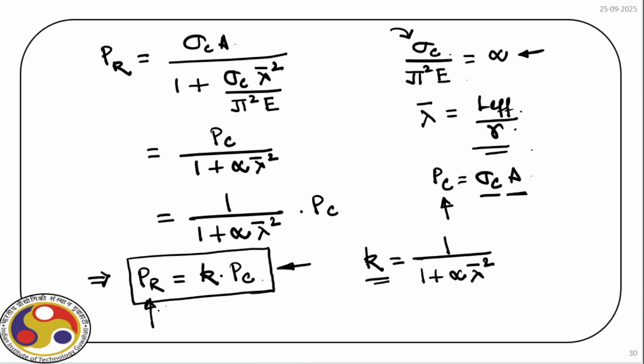And obviously in this Rankine's expression, it has the effect of both crushing and buckling, but we estimate it from the crushing load only, and in this non-dimensional kappa value, the effect of buckling is embedded. So let us take an example and see how this works. So example 1.